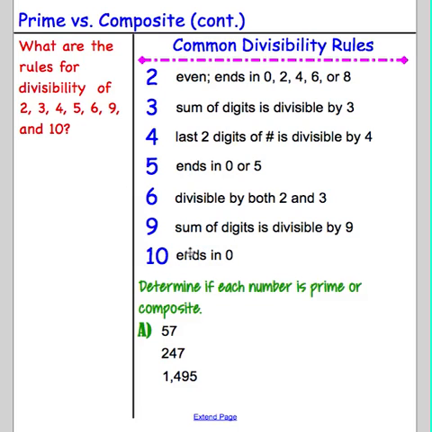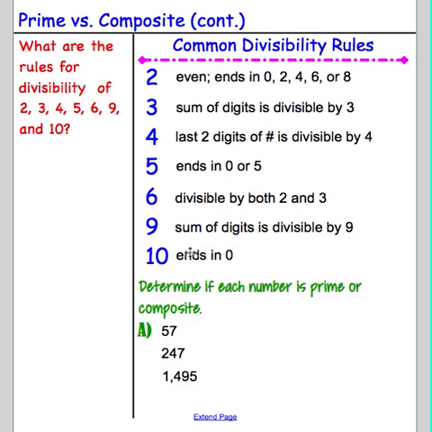Now, some of you might be noticing we didn't do 7 or 8. 7 is a very complicated rule, so rather than giving it to you, I'm saying if I want to know if it's divisible by 7, go ahead and divide it by 7 and see what you get. 8, if you can divide it by 2 and it gives you an even number, and then you divide it again by 2 and it gives you another even number, then it's divisible by 8. But we aren't going to worry about 8 because that's not a picky one.